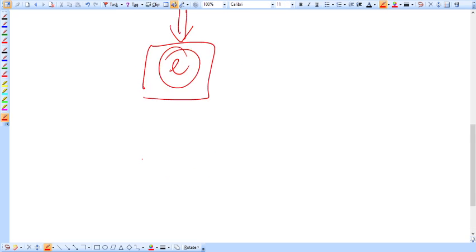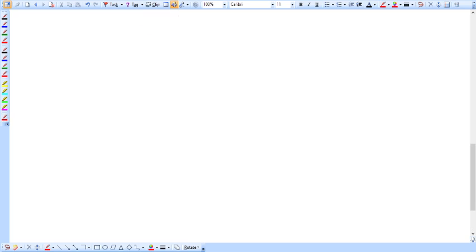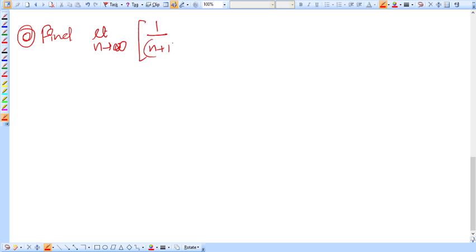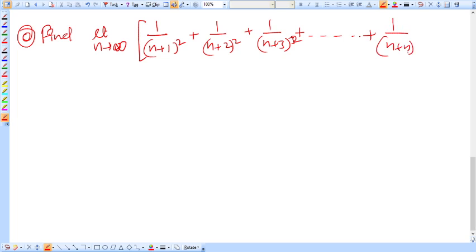Okay, so now we are going to take some examples on this sandwich theorem. Find the limit as n tends to infinity of 1 over (n plus 1) whole square plus 1 over (n plus 2) whole square plus 1 over (n plus 3) whole square, and so on, up to 1 over (n plus n) whole square.